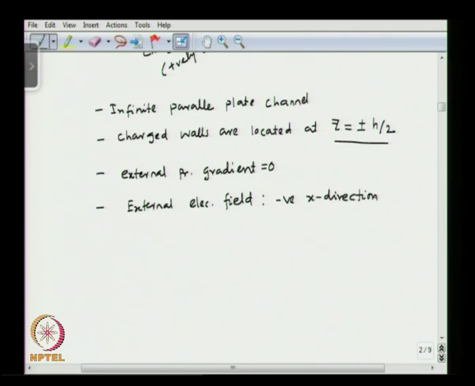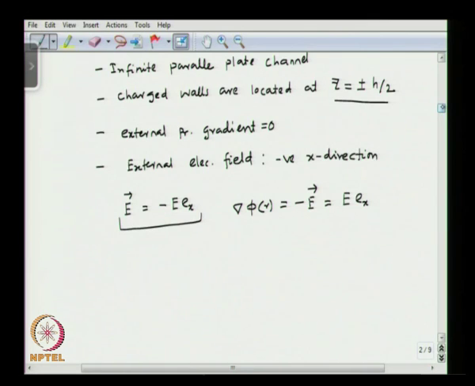Okay. So, we can write the electric field E as negative E into Ex, where Ex is the unit vector. It means that the electric field is in the negative x direction, and we know that the gradient of the electric potential, del phi, equals the negative of the electric field. So, it will be E into Ex.